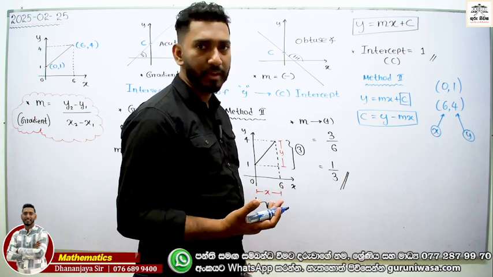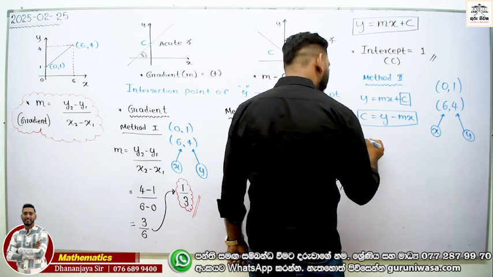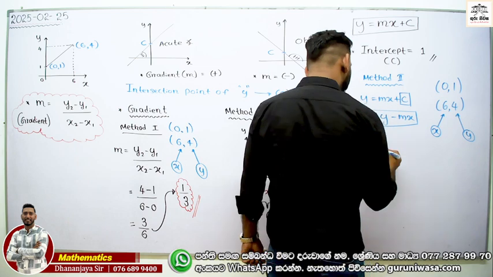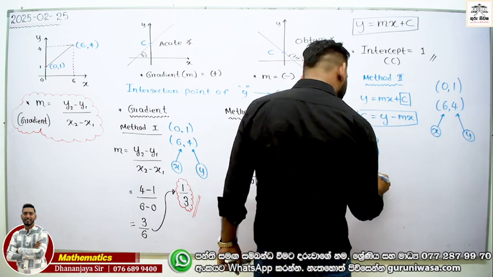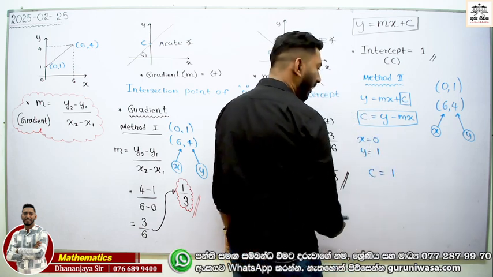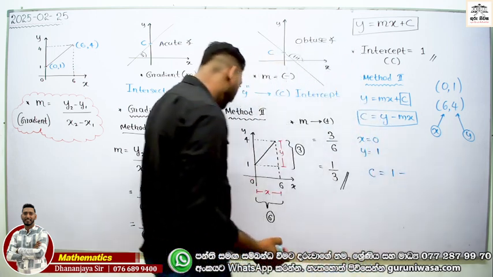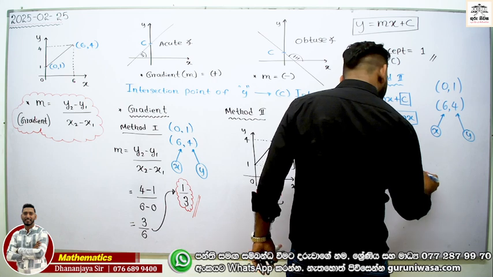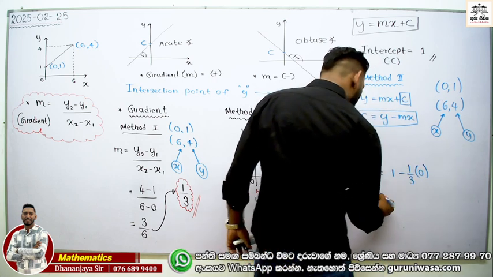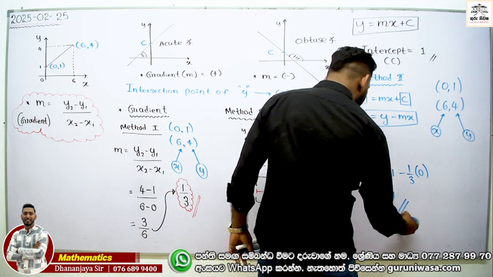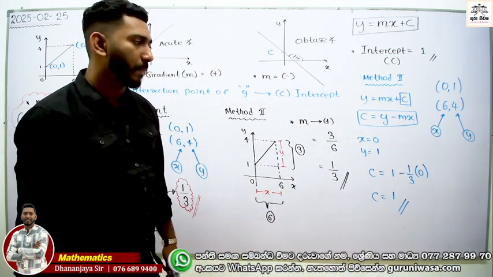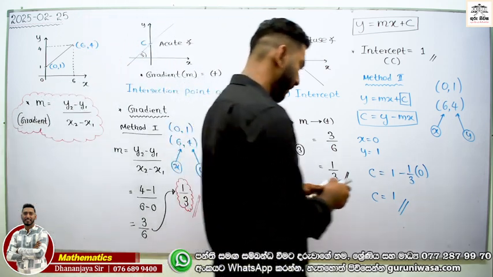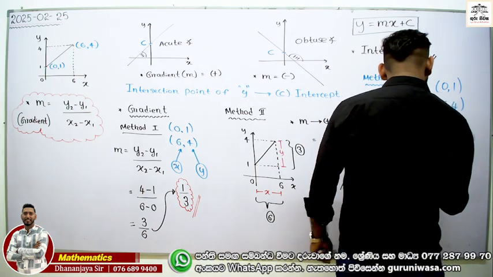එහෙනම් මම කෙලින්ම දානවා x becomes 0 and y becomes 1. Now tell me, c equals y which is 1, minus m, the gradient. Gradient is equal to 1 over 3. 1 over 3 times 0. Now we have 1 minus 0. c equals 1. ඔන්න intercept එකක් ආවා. දැන් අපි ඉන්නේ final step එකේ. Equation part එක.